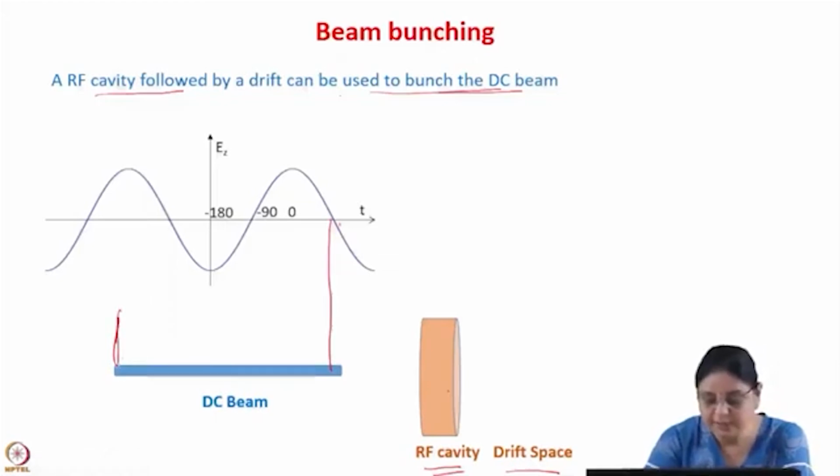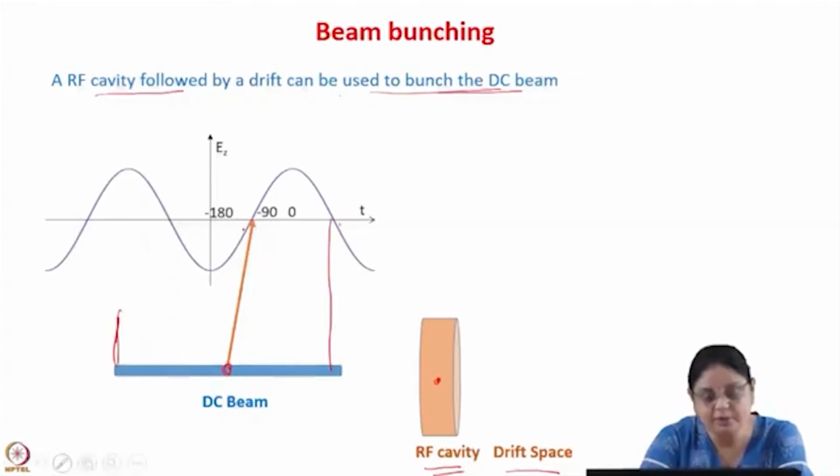Now this DC beam is injected into the cavity. So the central part of the beam, when it reaches the cavity, will see a phase of minus 90, because the synchronous phase is minus 90. So this central part of the beam will see a phase of minus 90. Since here the field is zero, there is no energy gain. So these particles will move ahead with the same velocity.